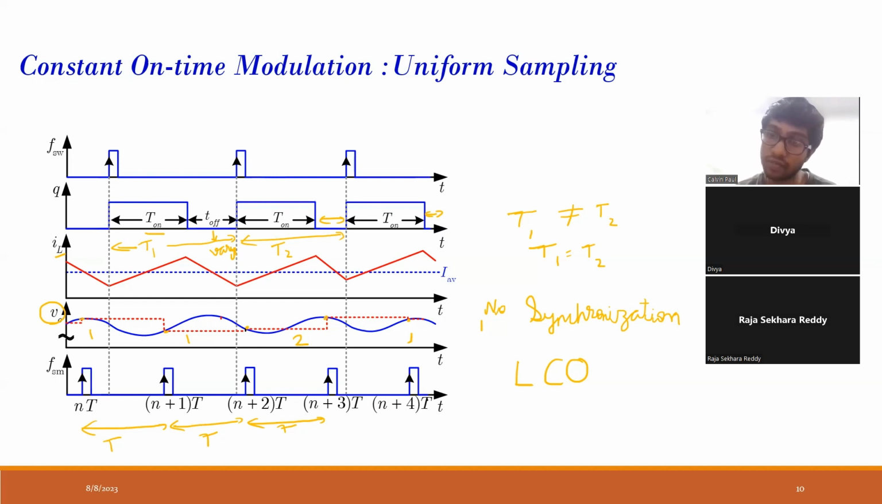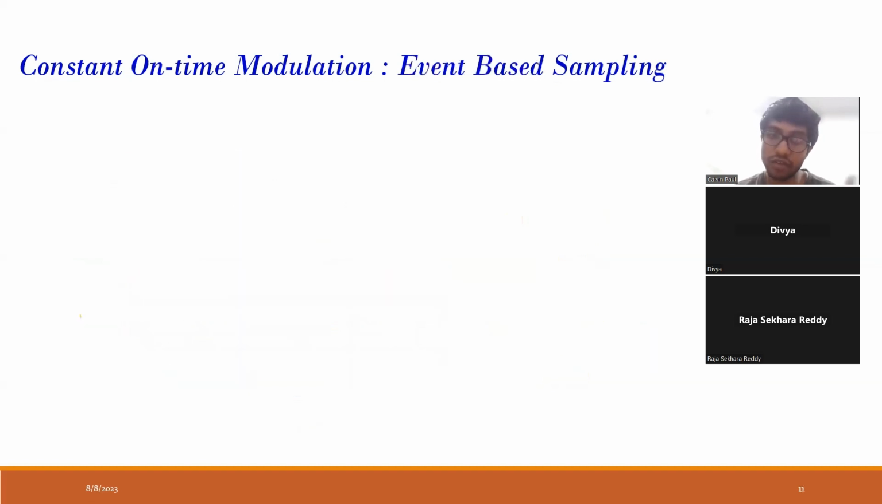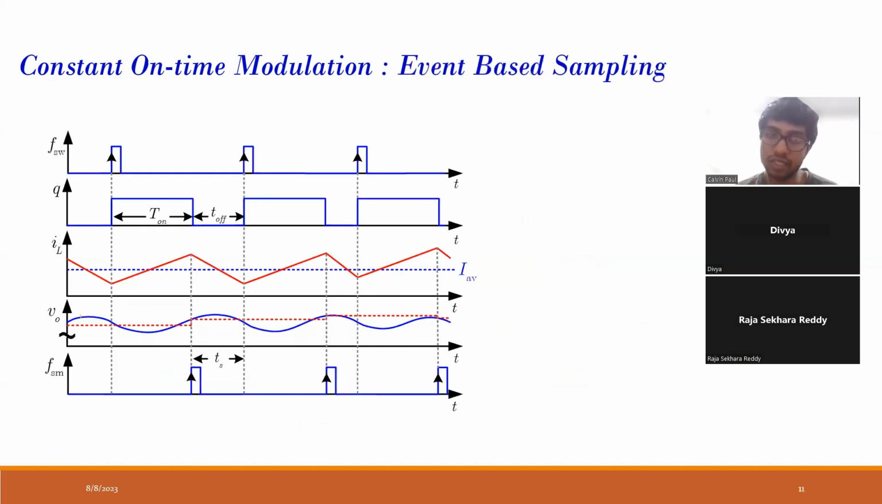But we are taking the sample at fixed durations, and that results in a mismatch, and it is not synchronized. So it results in limit cycle oscillation. So we go for event-based sampling. In this, when the switch is on, it is on, and this is off. On time is fixed, off time will come from the loop.